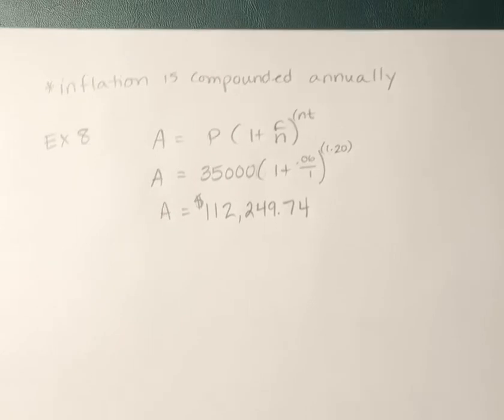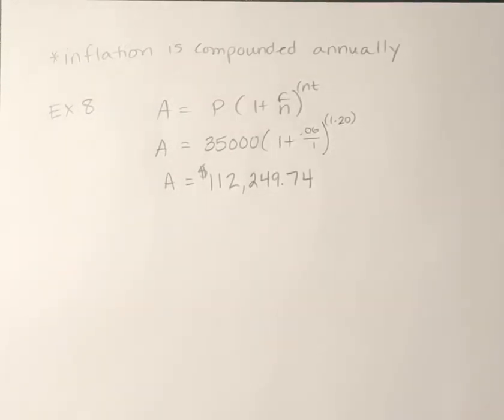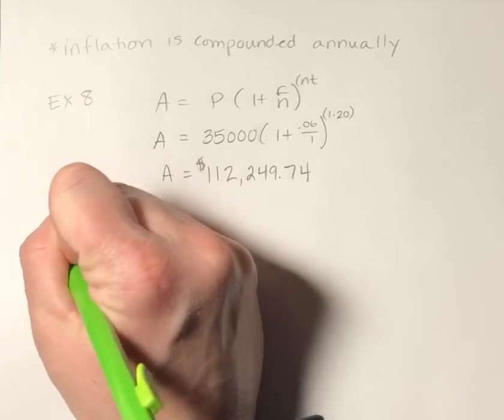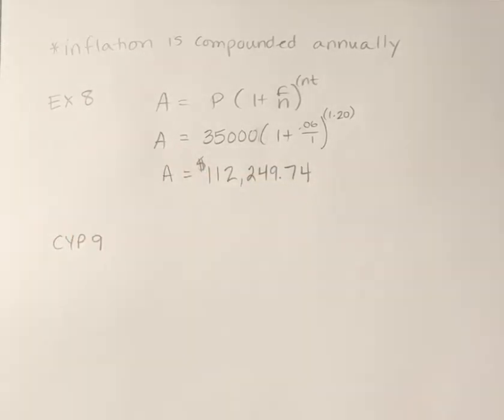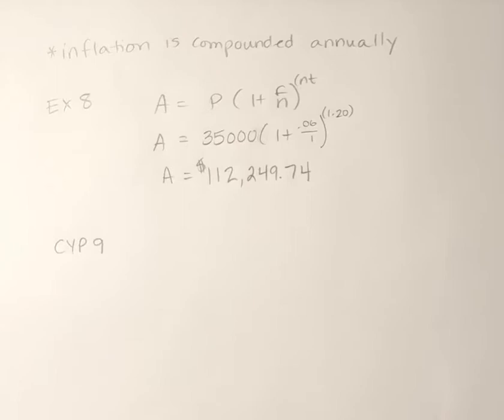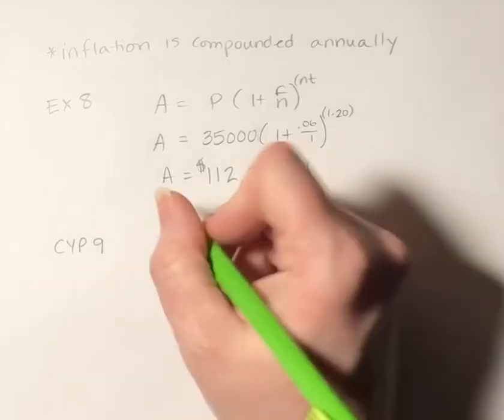All right. And then we're going to go to check your progress 9. Suppose you purchase an insurance policy in 2015 that will provide you with $500,000 when you retire in 40 years. Assuming an annual inflation rate of 7%, what will be the purchasing power of $500,000 in 2055? Okay, so that's the future value.